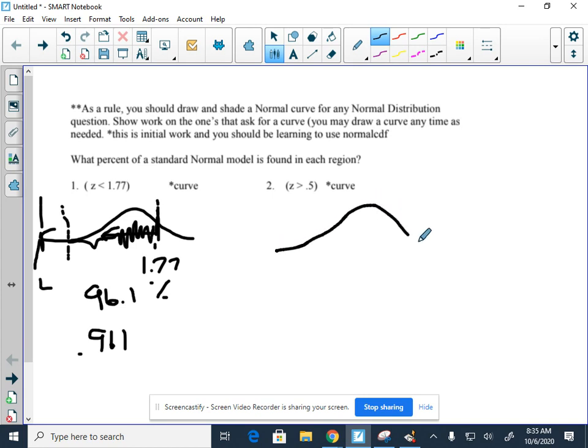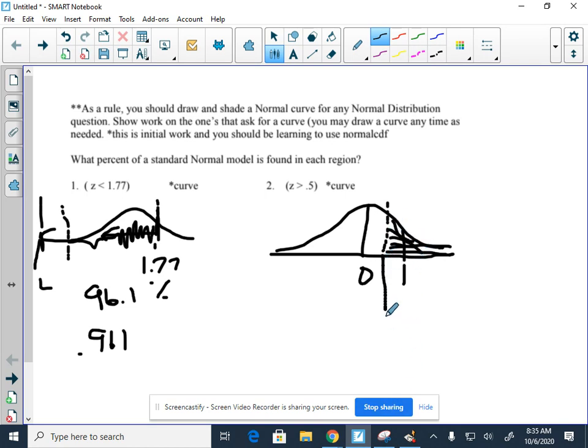Okay, so this one says z is greater than 0.5. So, if you draw this, there's a 0 z-score. Here's 1. I don't care necessarily about the accuracy of that, but we're going from 0.5, and because we're shading greater than, we're shading to the right. So this is the area we want. That's the important part of what we're practicing in the worksheet.